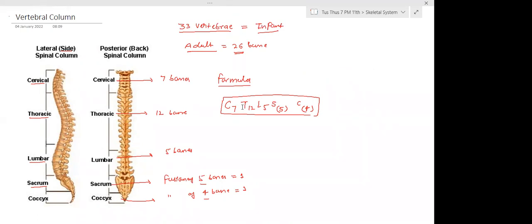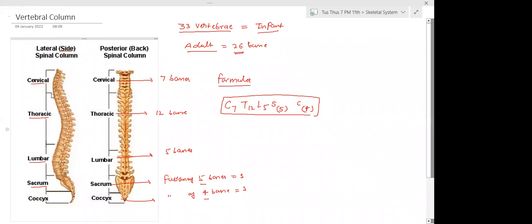So in an infant, there are 33 vertebrae. When we grow up, after some time, the last vertebrae, which are at the tail region, fuse. And like you and me, we have 26 bones in our backbone. Previously, when we were infants, we had 33 bones. But later on, when we grow up, some bones get fused. They are the last bones. Got it? Yes.